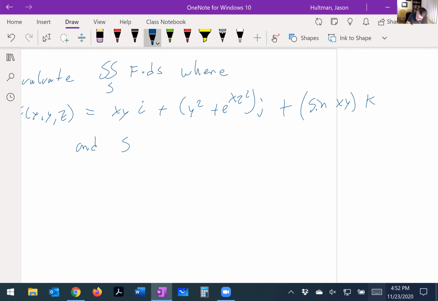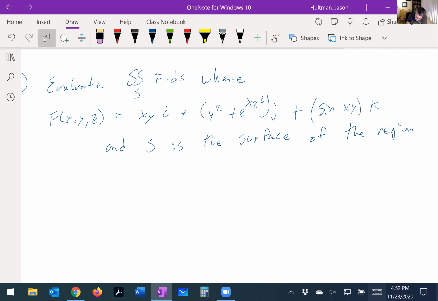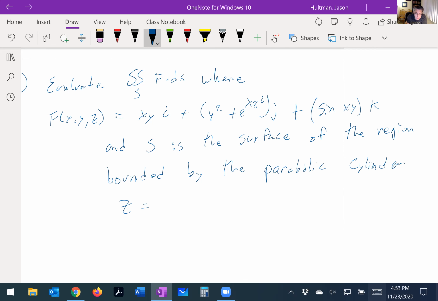And S is the surface of the region bounded by the parabolic cylinder z equals 1 minus x squared, and the planes z equals 0, y equals 0, and y plus z equals 2. I can't draw my zeros today.